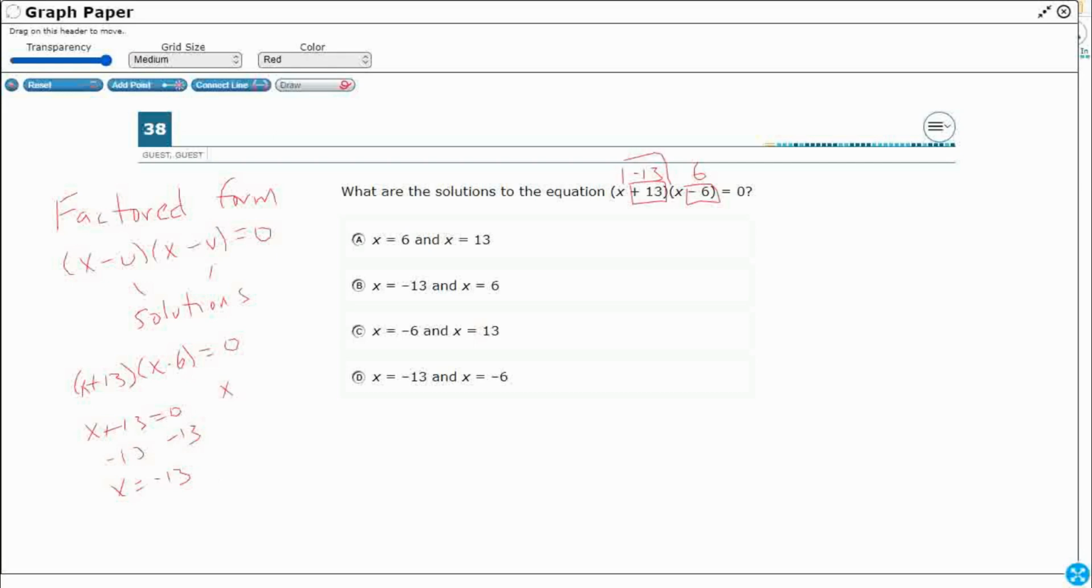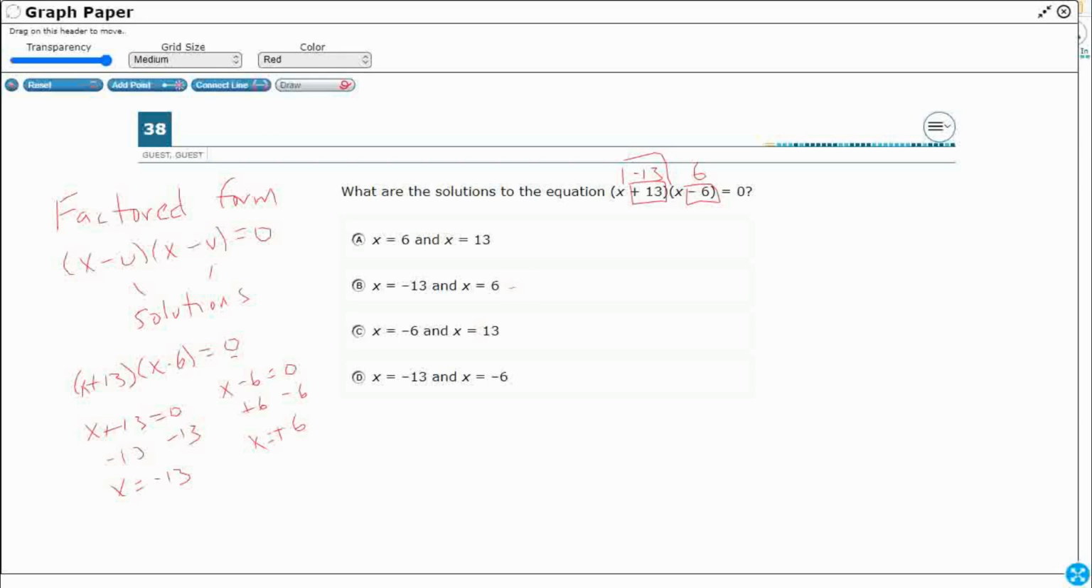Then we do the same thing with x minus 6 equals 0, because in order for this to equal 0, one or both of those factors would need to equal 0. So that's why we set it to 0. And then we just add 6 to both sides. And that's going to be x equals negative 6. So it looks like it's pretty straightforward. And let me just show you, it's not going to be negative 6, it's going to be positive 6, excuse me. So I got negative 13 and a positive 6. So it's looking like B looks pretty good.